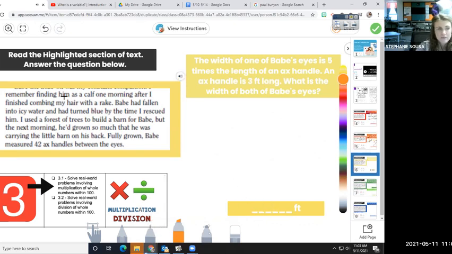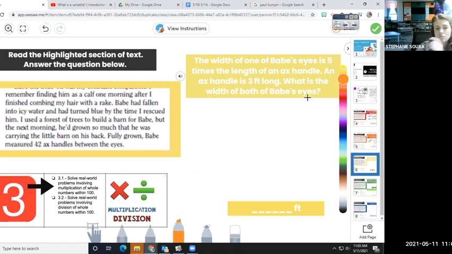All right. So remember, we've learned about Babe here. Babe had fallen into icy water and turned blue by the time I rescued him. I used a forest of trees to build a barn for Babe, but the next morning he'd grown so much that he was carrying a little barn on his back. Fully grown, Babe measured 42 axe handles between the eyes.